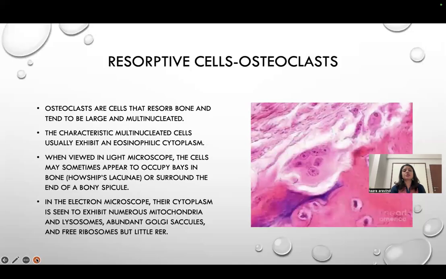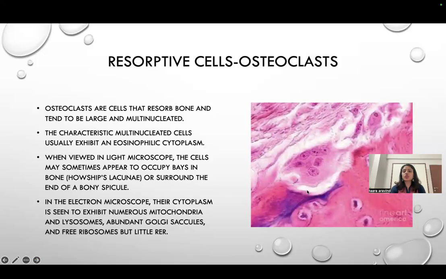Now coming to the resorptive cells, we have osteoclast, fibroblast, and cementoclast. Osteoclasts are cells that resorb bone and tend to be large and multinucleated. The characteristic multinucleated cells usually show an eosinophilic cytoplasm, that is a pink color cytoplasm. When viewed in light microscope, the cells may sometimes appear to occur in bays in bone. Wherever resorption is occurring, these multinucleated osteoclasts lie on the surface of the bone to be resorbed.